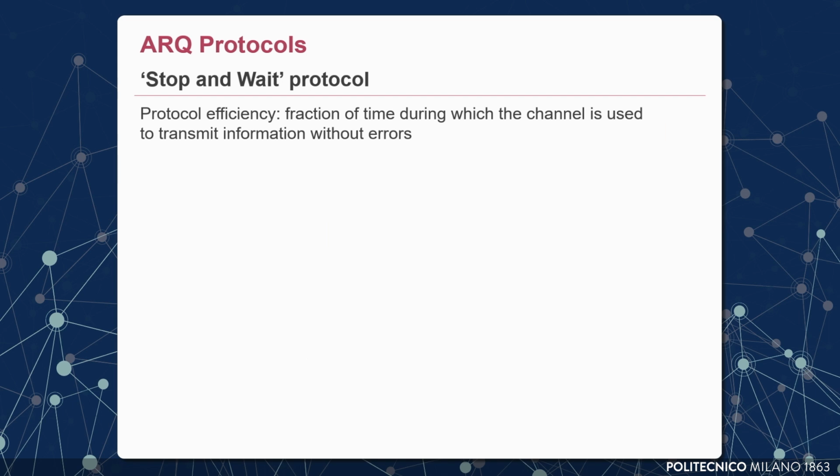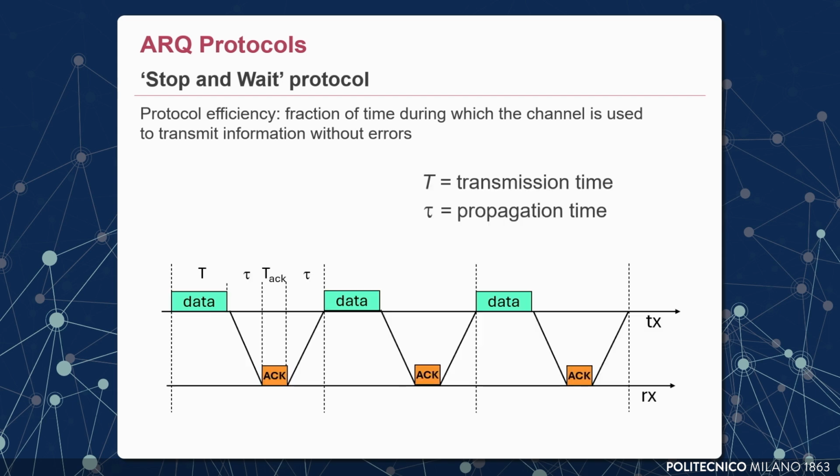In fact, we can also define the efficiency of the stop and wait protocol. In a similar example as the one we saw before, we have the transmitter, the receiver, and the data that needs to be transmitted. This data has a certain transmission time t. It is characterized by a certain propagation time tau, which is the time it takes to transmit the data from the transmitter to the receiver. And of course, there is the TARQ, which is the transmission time of the acknowledgement message.